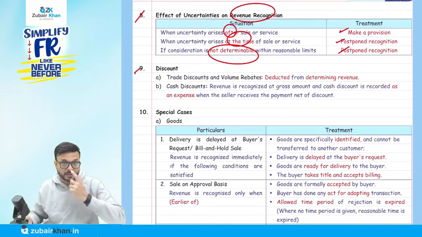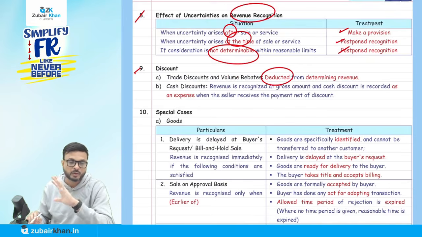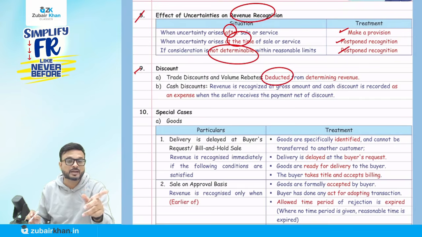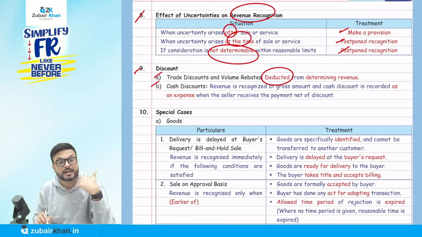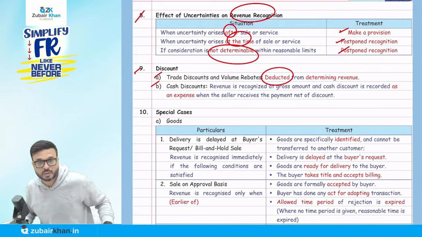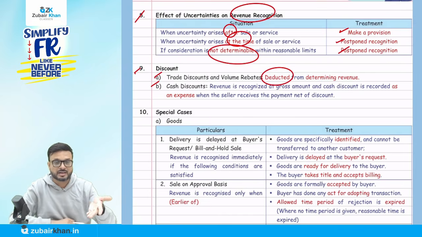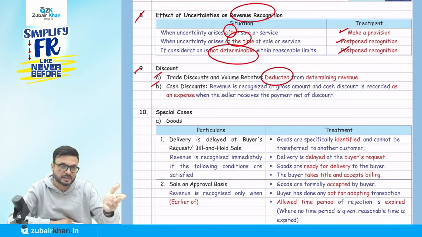In case of a discount, you know there are two types: cash discount and trade discount. What happens in case of a trade discount? It is deducted from the revenue. For example, we sold goods at 100 and at the time of sale we give a discount of 10, so we will recognize revenue at 90 only. The cash discount is given later on. We offer a cash discount to the customer for paying early. For example, today I'm making a credit sale, but I tell you that if you pay within 15 days, I will give you a certain discount. This is a cash discount, and we treat it as an expense in the P&L account.